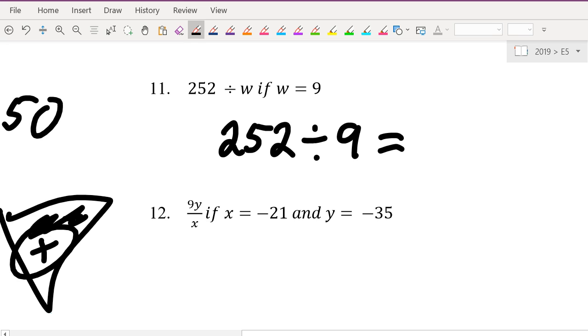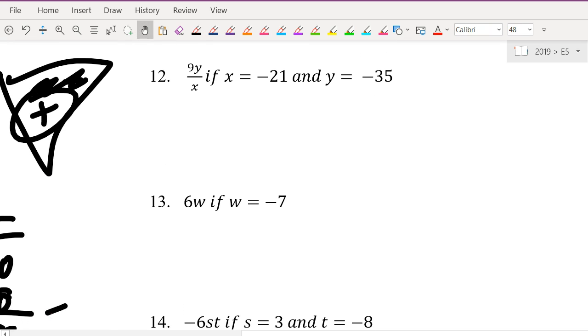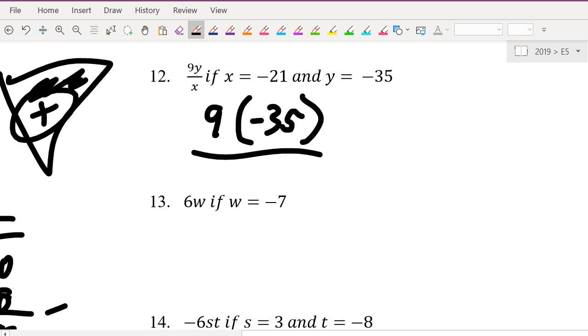Well, it's going to be 20-something, isn't it? 28. Is it 28? Yes. Yeah. Okay, I'm trusting all of you. I think you're right. Okay? And they're all positive. Lucky you. Okay, 9 times what? Negative 35, so put in parentheses. X is negative 21. Well, there's nothing else there, so I'm not going to put it in parentheses. Alright, so positive times a negative is a negative. So that's 300 and something.